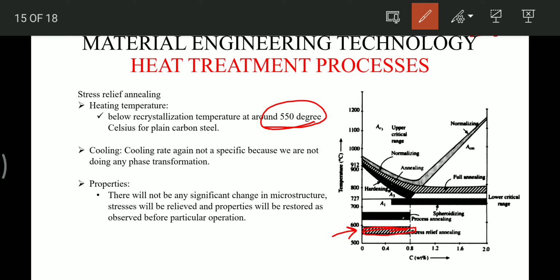Cooling is again not specified because phase transformation is not taking place over here, and there will not be much specific change in the microstructure, but stresses will be relieved and the properties will be restored as observed before the particular operation. So the material or the product will have properties similar to those before the product was formed.